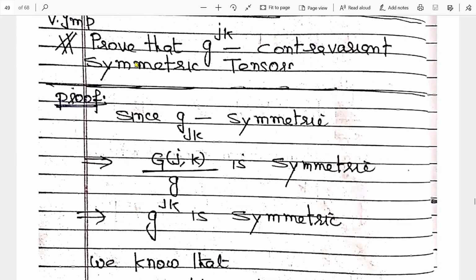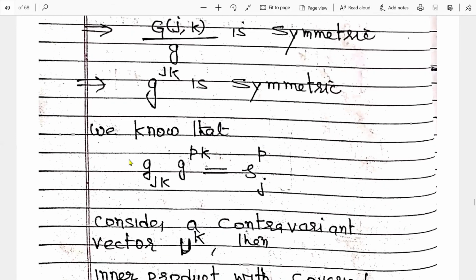Now, next is to prove that G^jk is a contravariant symmetric tensor. We already said that it is contravariant. Now we want to prove that it is a contravariant symmetric tensor. G_jk is symmetric, we know that. It implies its cofactor over G is also symmetric. So this is equal to this. It is symmetric, so that is our result.